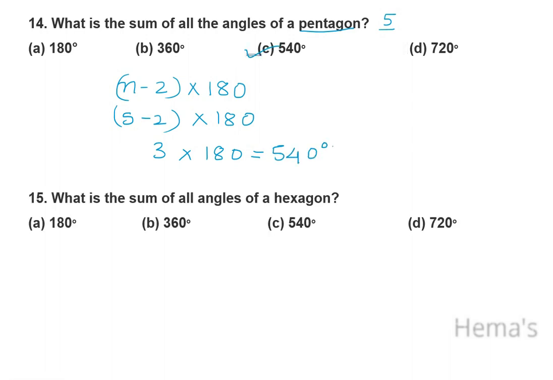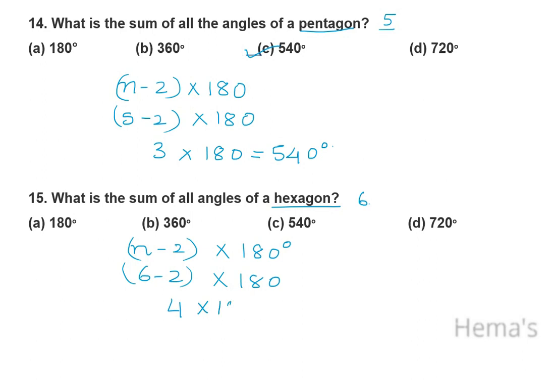Question 15. What is the sum of all angles of a hexagon? Again, sum of all the angles in a polygon is equal to (n minus 2) multiplied by 180 degrees. Number of sides in a hexagon is equal to 6. Therefore, (6 minus 2) multiplied by 180 degrees. 4 multiplied by 180 degrees is equal to 720 degrees. The correct option is D.